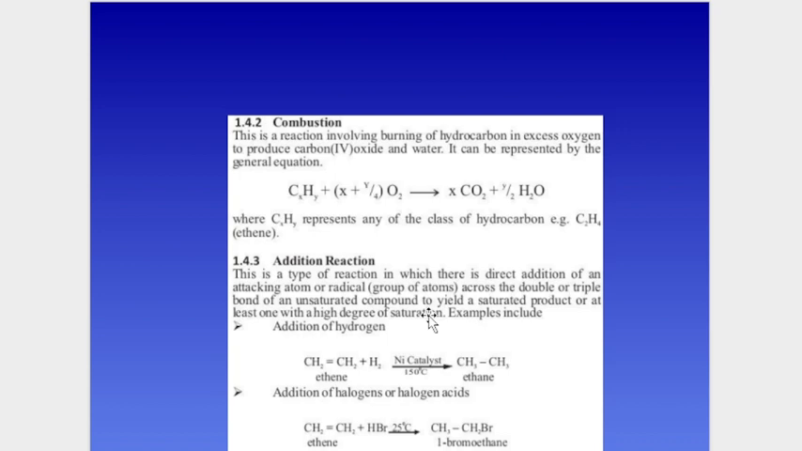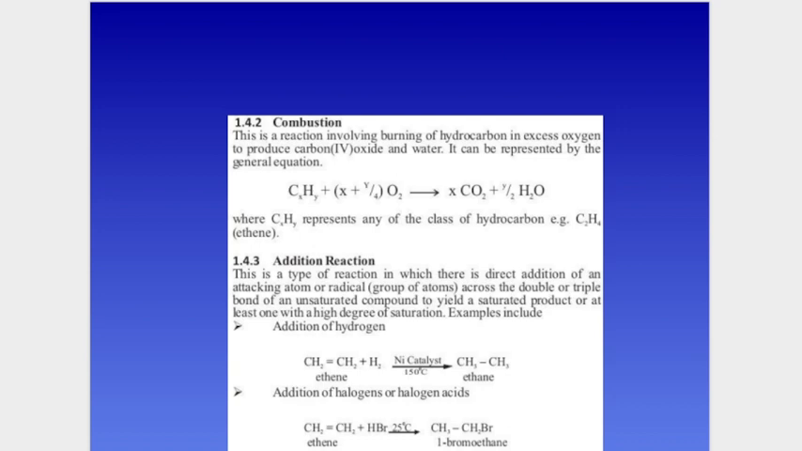And the next property is your addition reaction. Addition reaction is characteristic to unsaturated hydrocarbons. So take note of that. Alkanes cannot undergo addition because they are not unsaturated. Alkanes are saturated. This type of reaction is a reaction in which there is direct addition of an attacking atom or radical across the double or triple bonds of unsaturated compounds to yield a saturated product, or at least one with a higher degree of saturation.